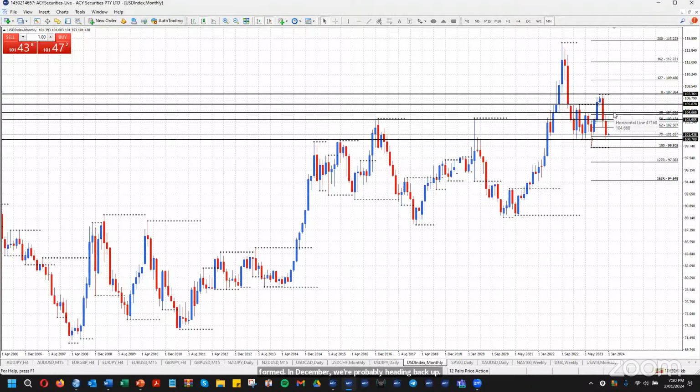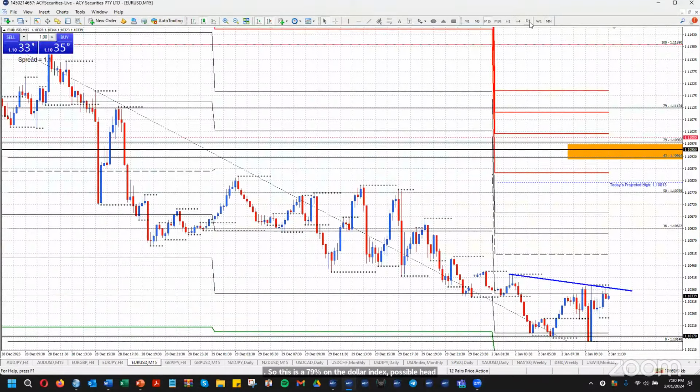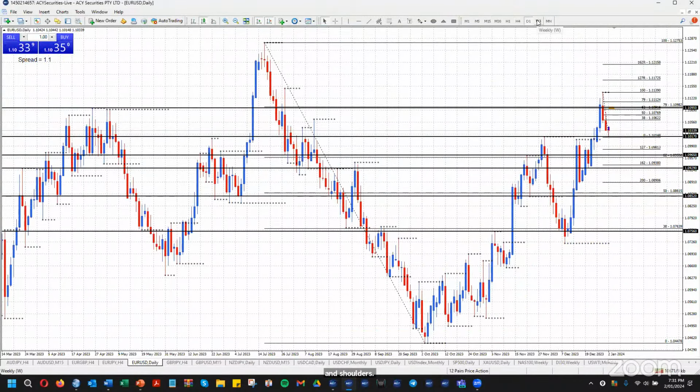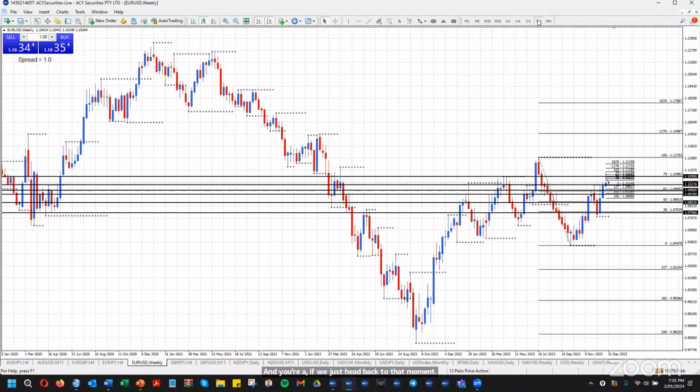So that would mean then pairs would start to head back down. So this is a 79% on the dollar index, possible head and shoulders. And the euro dollar, if we just head back to that a moment, to the weekly chart, this could be a left shoulder, head, right shoulder on the weekly chart for the euro dollar. So with the rejections occurring last week, maybe we are going to see some downtime. So that's my thought process. But it all depends what starts to happen.